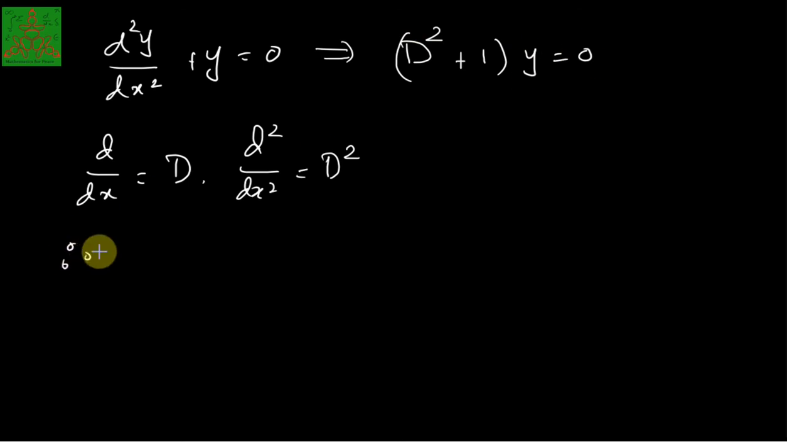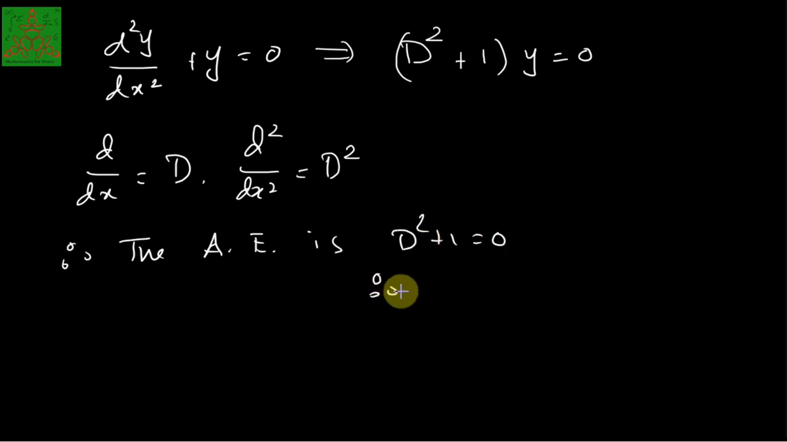So therefore the auxiliary equation that I can write down in the short form is D square plus 1 equal to 0. That D square plus 1 equal to 0 will give you two roots. So I can say D square is equal to minus 1, which I can write as i square. So that means D equals plus or minus i. So this equation has two roots, one of them is i, another one is minus i, and they are complex roots.